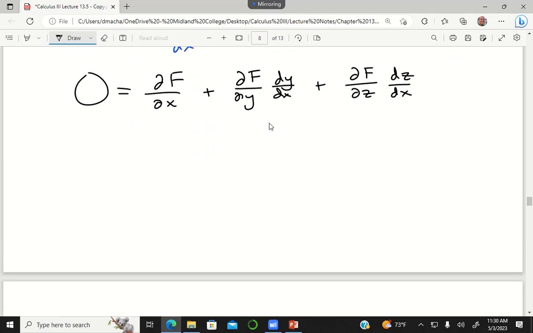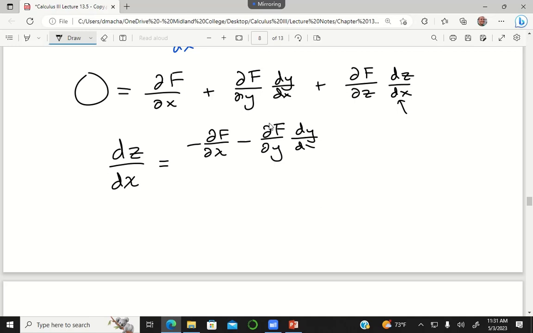Our goal is to eventually find the partial of z with respect to x, and so as a first step, we're going to rearrange to solve for the total derivative of z with respect to x. If I rearrange, this is going to be minus the partial of f with respect to x, minus the partial of f with respect to y dy dx, all divided by the partial of f with respect to z.